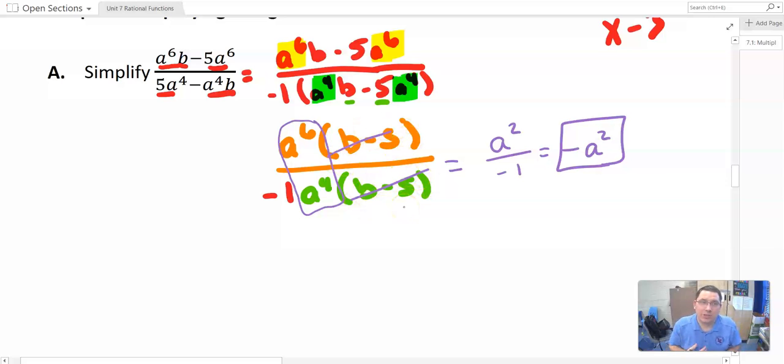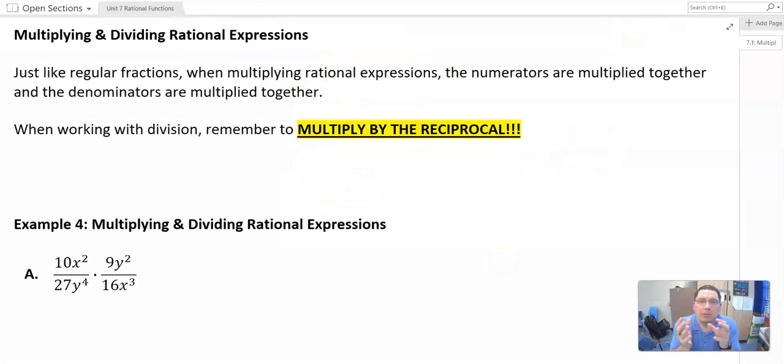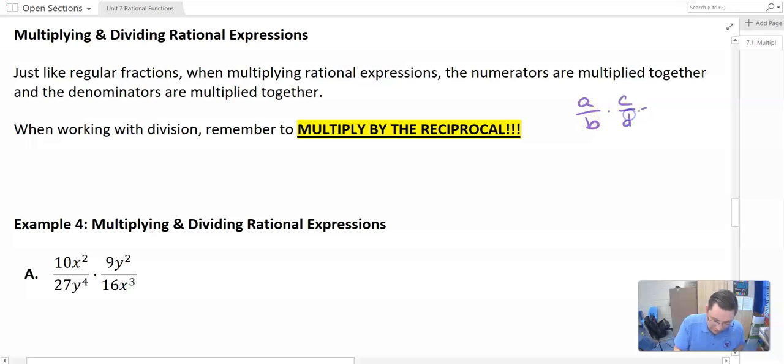Okay, let's go on to example 4, and we're going to look at how to actually multiply and divide these together now. So remember that rational expressions are just fractions. And the fraction rules don't change. When we're multiplying fractions, remember that we're going to just multiply, like a times b over c times d, just straight across. So the a times the c and the b times the d.